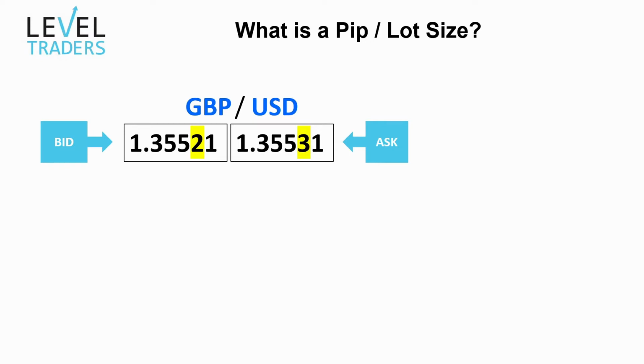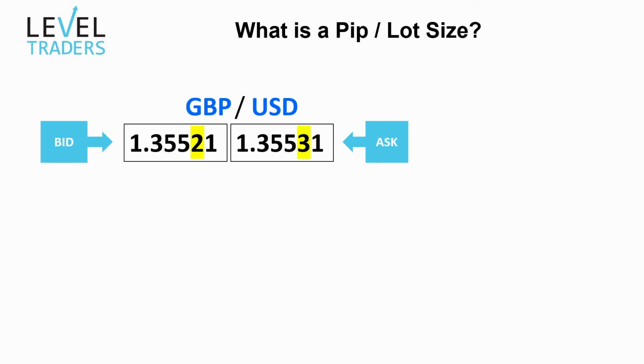The way I always remember it is you buy high, sell low. So the higher price is always the ask. That's the price you're buying it at. And the bid is the price you are selling it at. That's the price you could get if you held that currency pair.